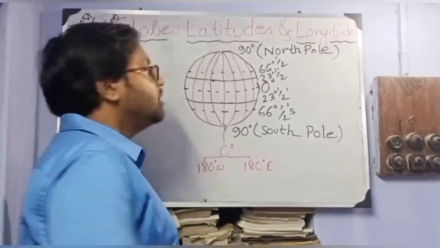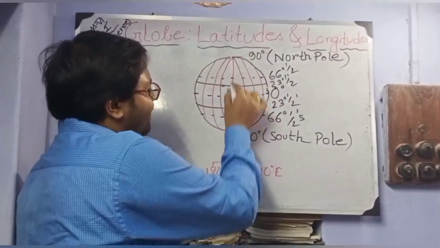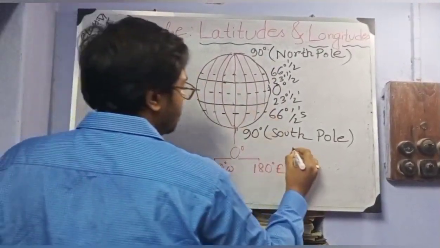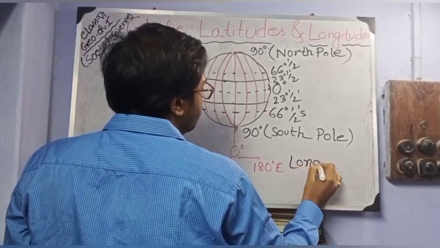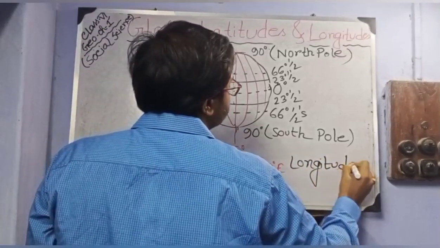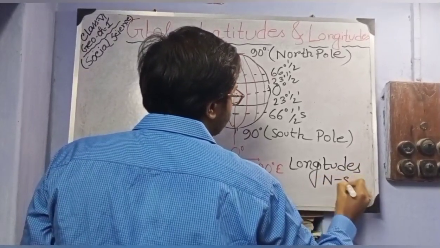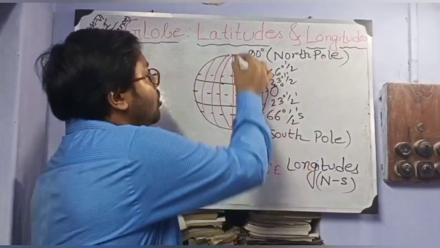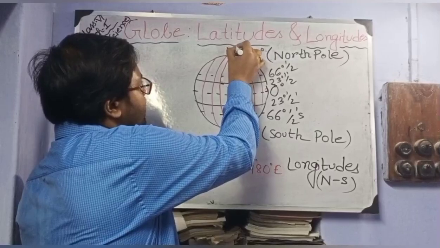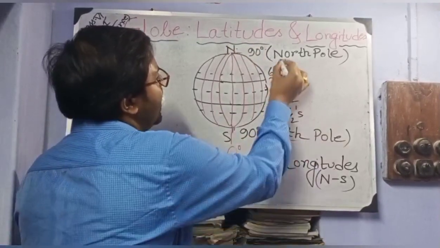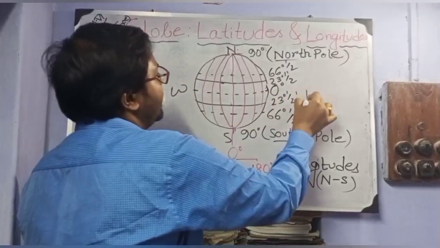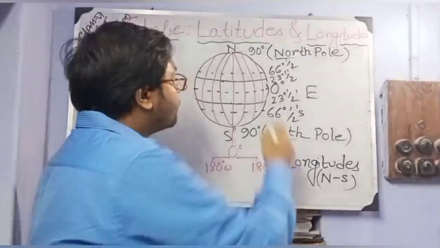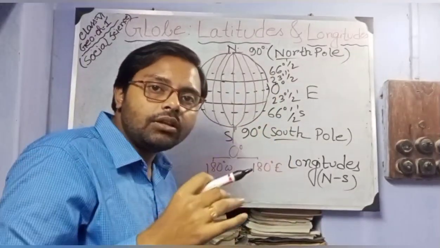So let us discuss. If we see this globe, the red lines are marking the longitudes. What is longitudes? Longitudes means north to south. You will remember it by "long". From north, that is the north pole, to south, that is the south pole, and this is west and that is east. So the imaginary lines drawn from north to south are longitudes.